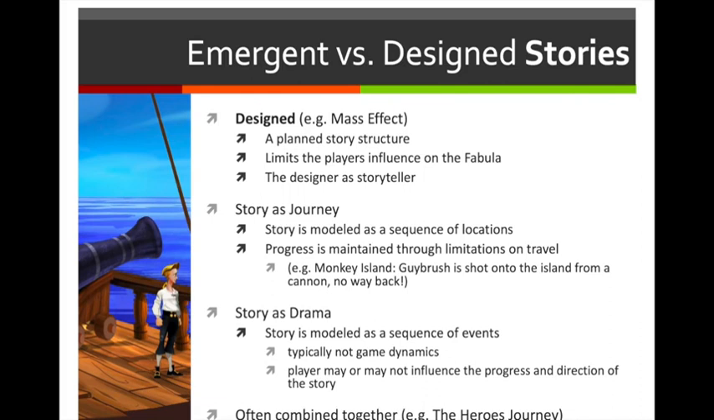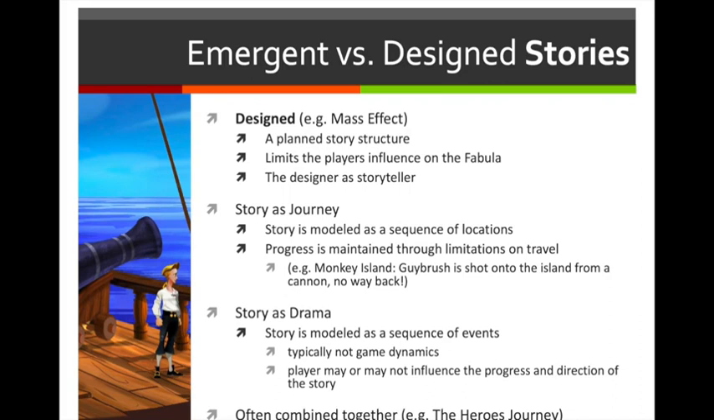And there are kind of two ways to approach this. So one would be to use story as journey. So the story becomes a sort of sequence of locations, and you maintain progress by pushing the person through that sequence, either by having it as a series of levels, for example, or by having some kind of open world where there are limitations on travel. So a classic example would be in Monkey Island. At the very beginning, Guybrush Threepwood starts on the deck of a ship, but then he's shot onto the island from a cannon. There's no way for him to get back.